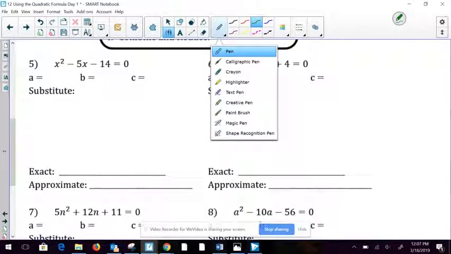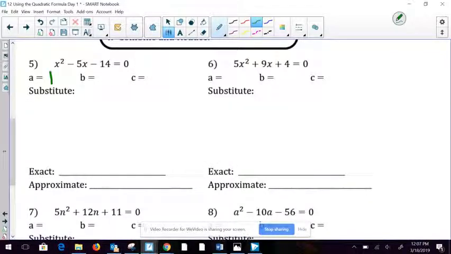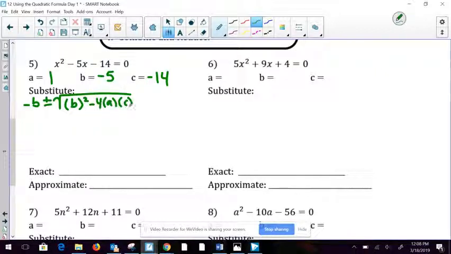So looking at number 1, let's start with our ABCs. A is 1, B is -5, C is -14. Now, while you're still getting used to it, I highly suggest going through and writing your formula down. So it's the opposite of B plus or minus the square root. Remember we said all those parentheses? B squared in parentheses minus 4 times A times C all over 2A. Now that I wrote it down that way, it makes it easier when I go through and do my substitution.